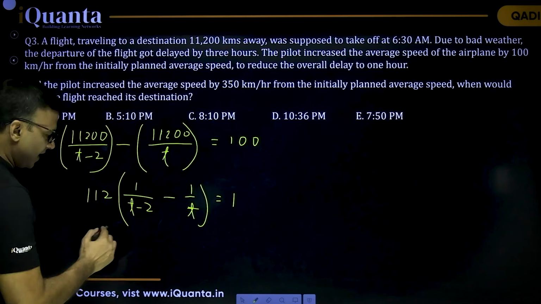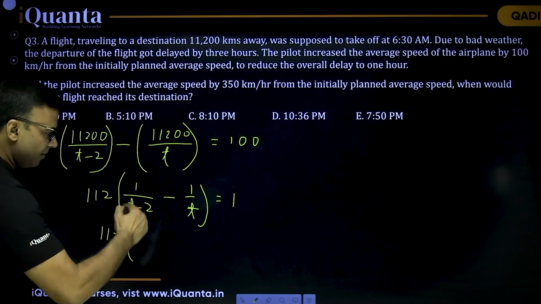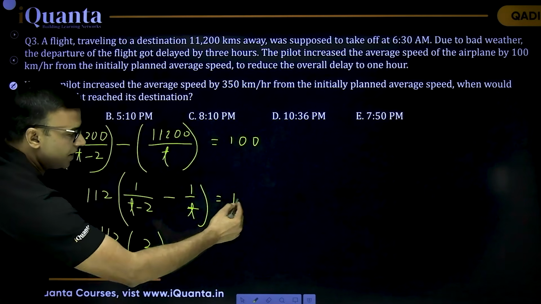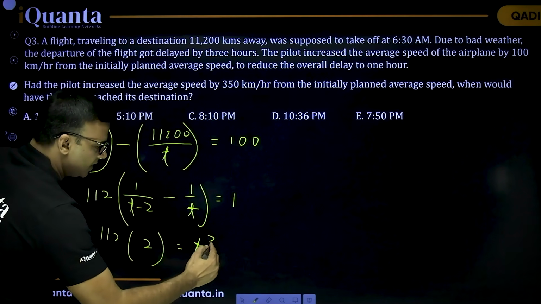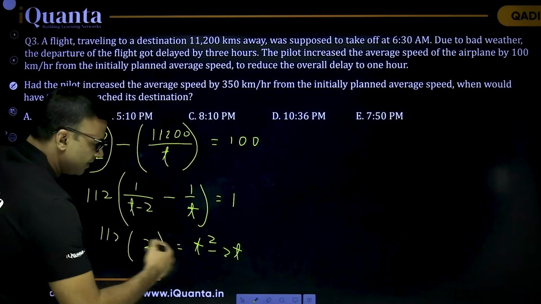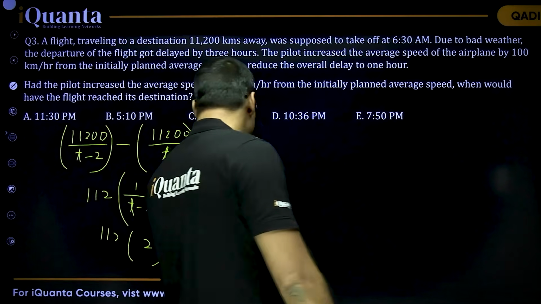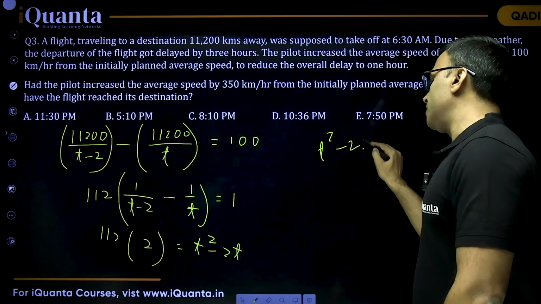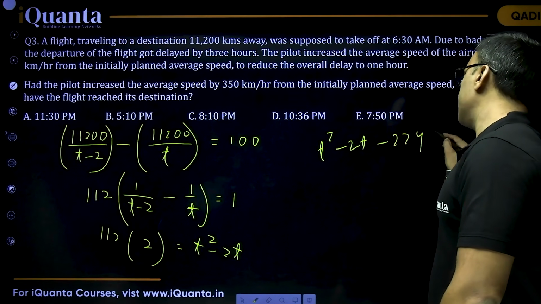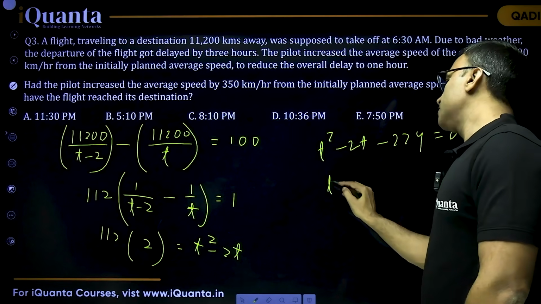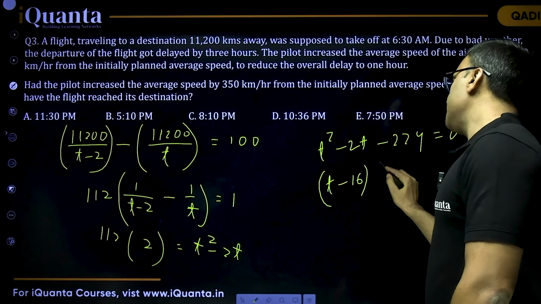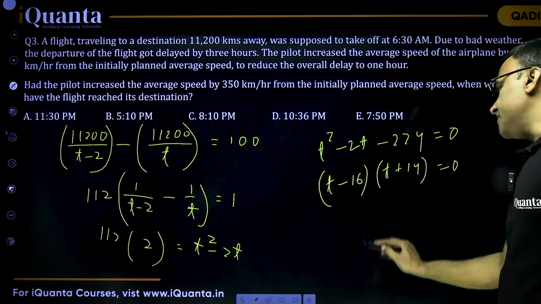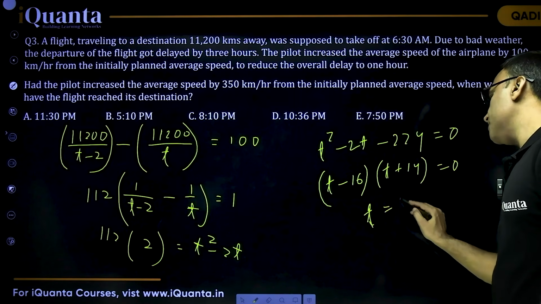Okay, just simplify. So 112 into t minus t plus 2, so 2. The other side will be t minus 2 into t goes here, so it is t square minus 2t. Bring all of them to the same side, or you can still go ahead with the factorization. So this is t square minus 2t minus 224 equal to 0, 14 into 16. So t minus 16 into t plus 14 is equal to 0. Negative time doesn't make any sense, so original time is 16 hours.